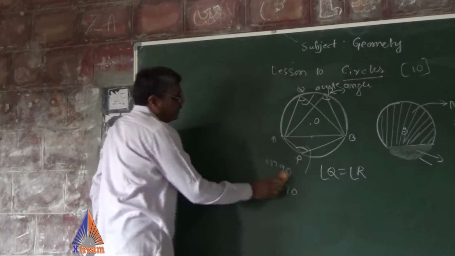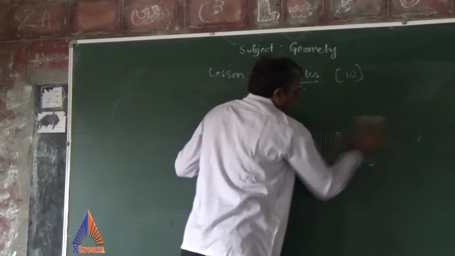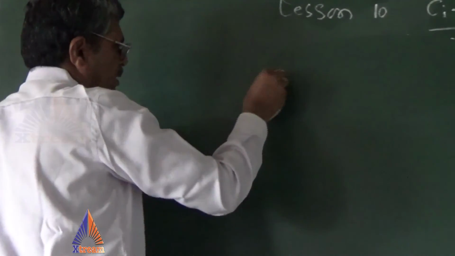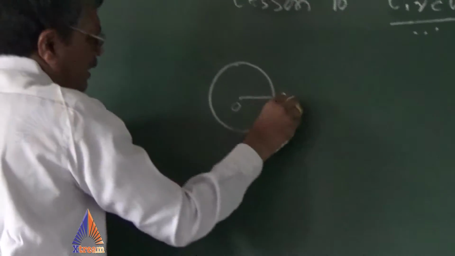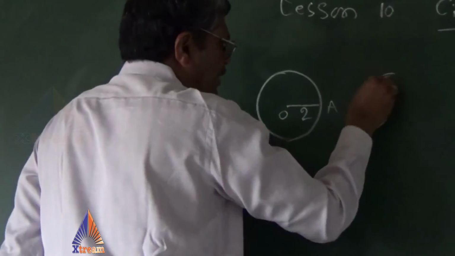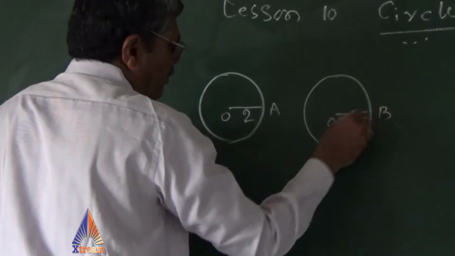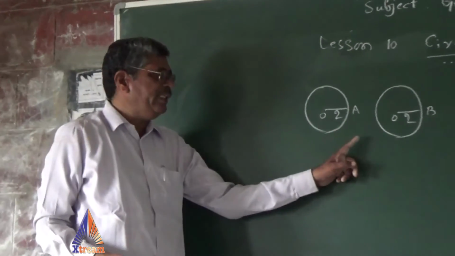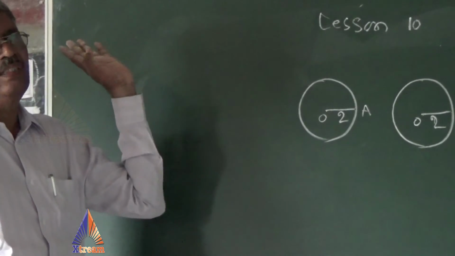Next point: congruent circles as well as concentric circles. Congruent circles means the radii are equal but the circles are different. They are called congruent. So if the radius of one circle is 2 cm and the other circle is also 2 cm, the two circles have the same radii, and such circles are commonly called congruent circles.